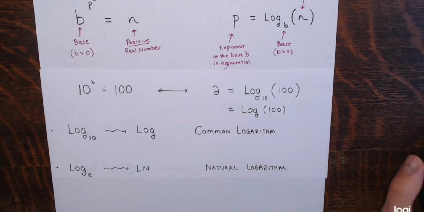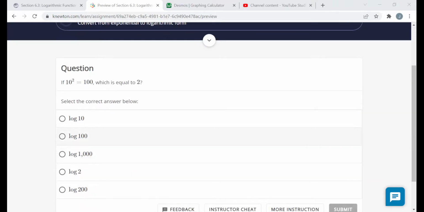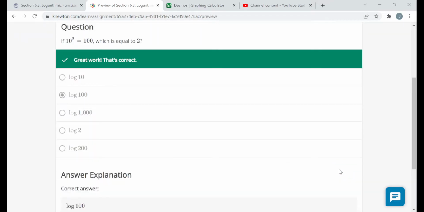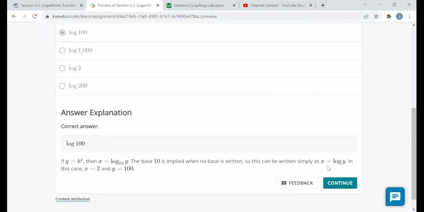So back on the assignment, that's this one here, log of 100. See how there's no base on it? It's assumed to be base 10. Okay, wonderful. All right.